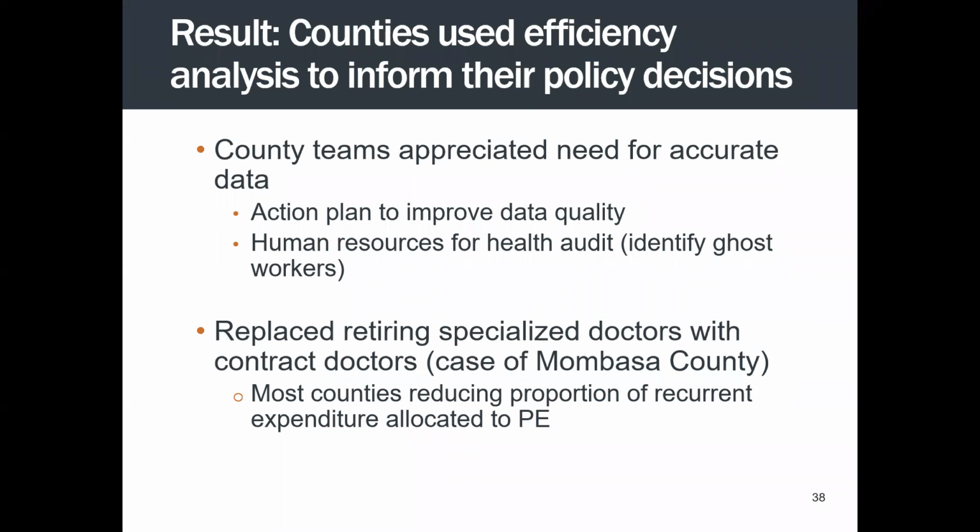So we see most counties, if we were to show the results for the counties, reducing their proportion of recurrent expenditure allocated to PE. And this is coming because of the discussions we've had by just analyzing these simple ratios. So we hope that going forward, as we get more data, we should be able now to apply slightly more sophisticated approaches so that we can confirm some of the numbers that we have seen through this simple analysis.